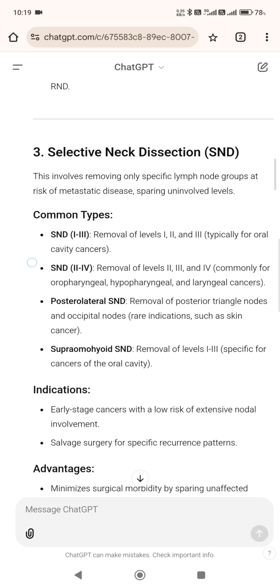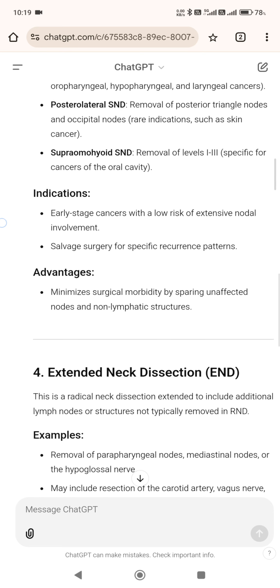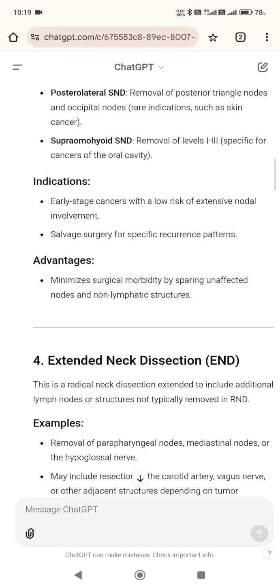Posterolateral SND, removal of posterior triangle nodes and occipital nodes, rare indications such as skin cancer. Supraomohyoid SND, removal of levels I to III, specific for cancers of the oral cavity.